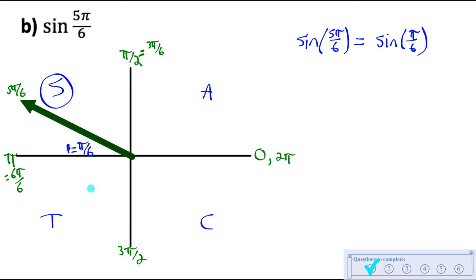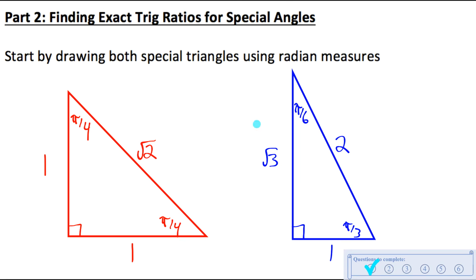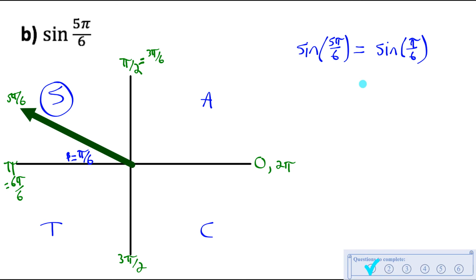And what is sine of pi over 6? If we look at our special triangle, from pi over 6, sine would be opposite over hypotenuse, 1 over 2. So sine of 5 pi over 6 equals a half.